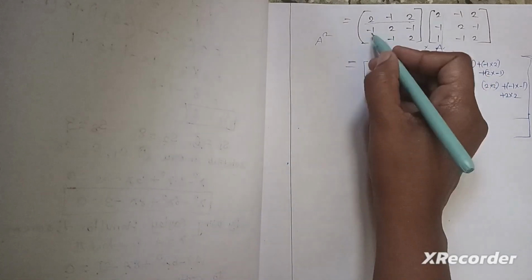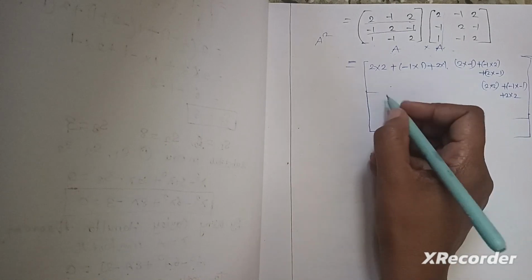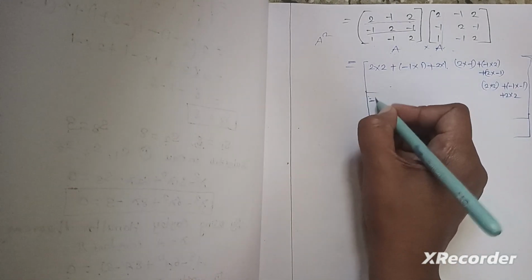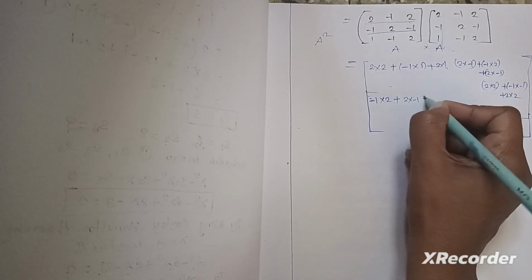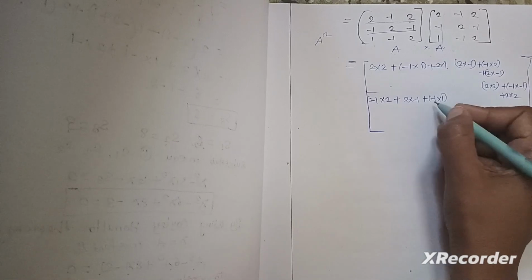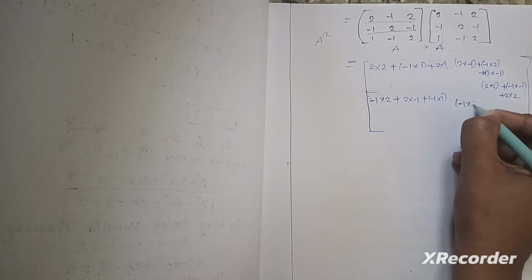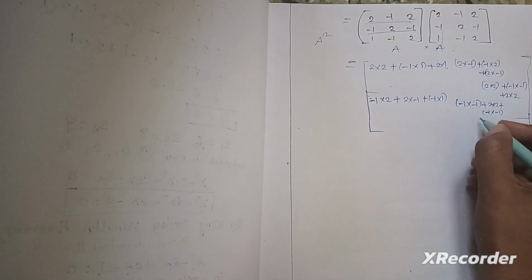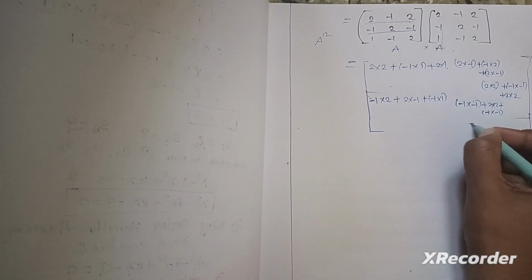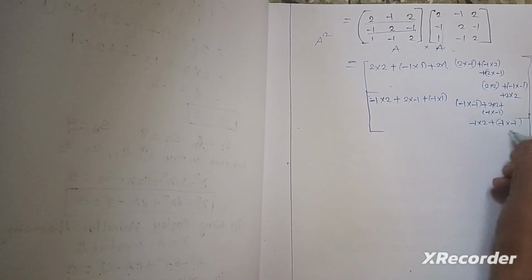Next, second row and first column: minus 1 into 2 plus 2 into minus 1 plus minus 1 into 1. Different signs, so we have to use brackets. Then second row and second column: minus 1 into minus 1 plus 2 into 2 plus minus 1 into minus 1. Next, second row and third column: minus 1 into 2 plus minus 1 into minus 1 plus minus 1 into 2.